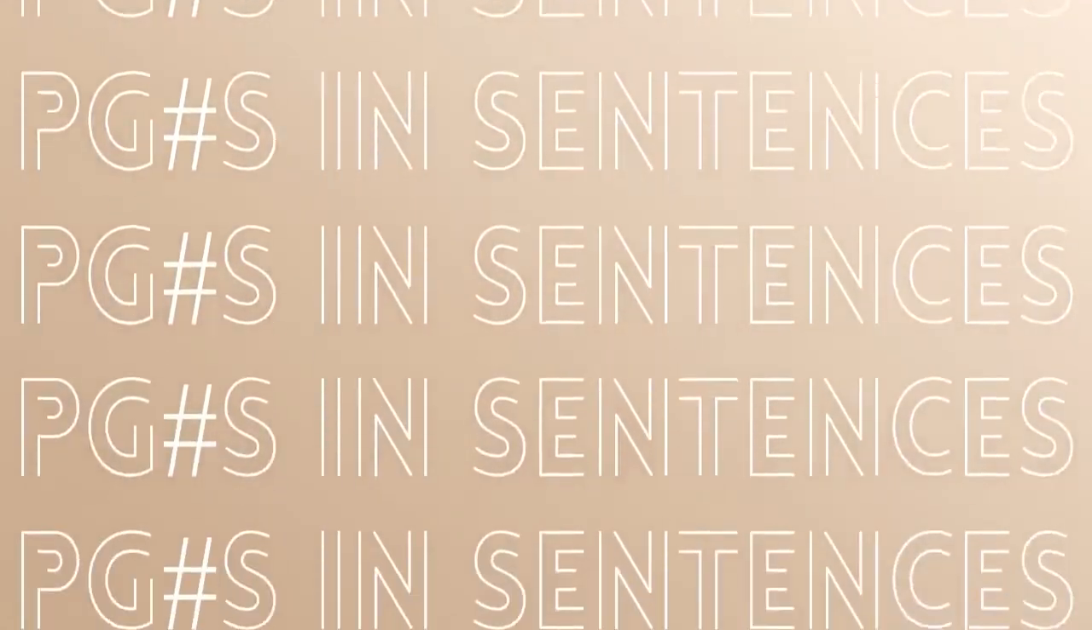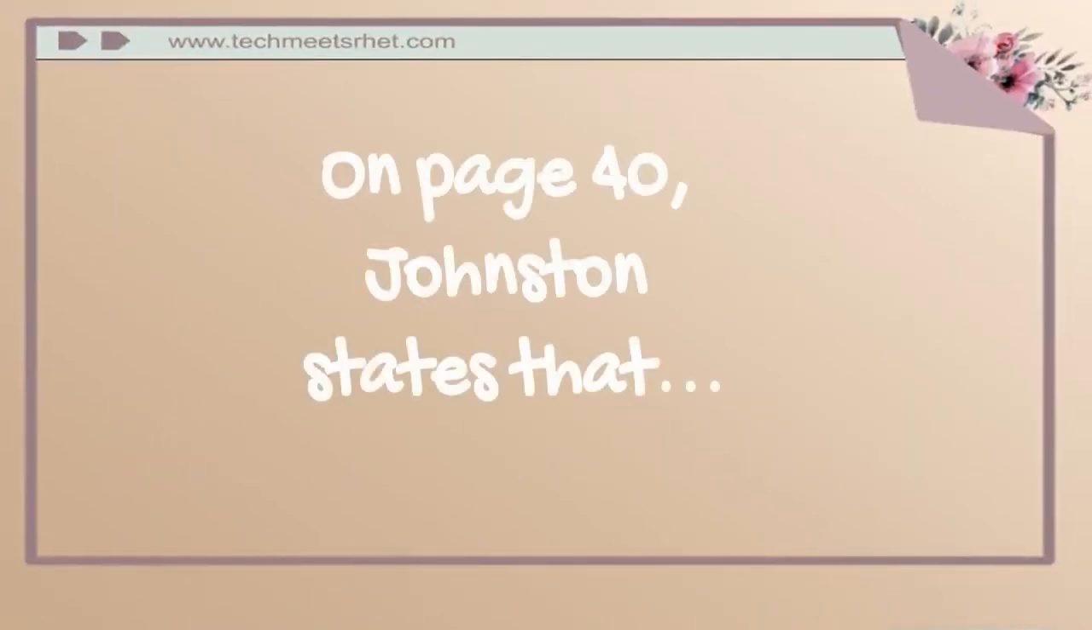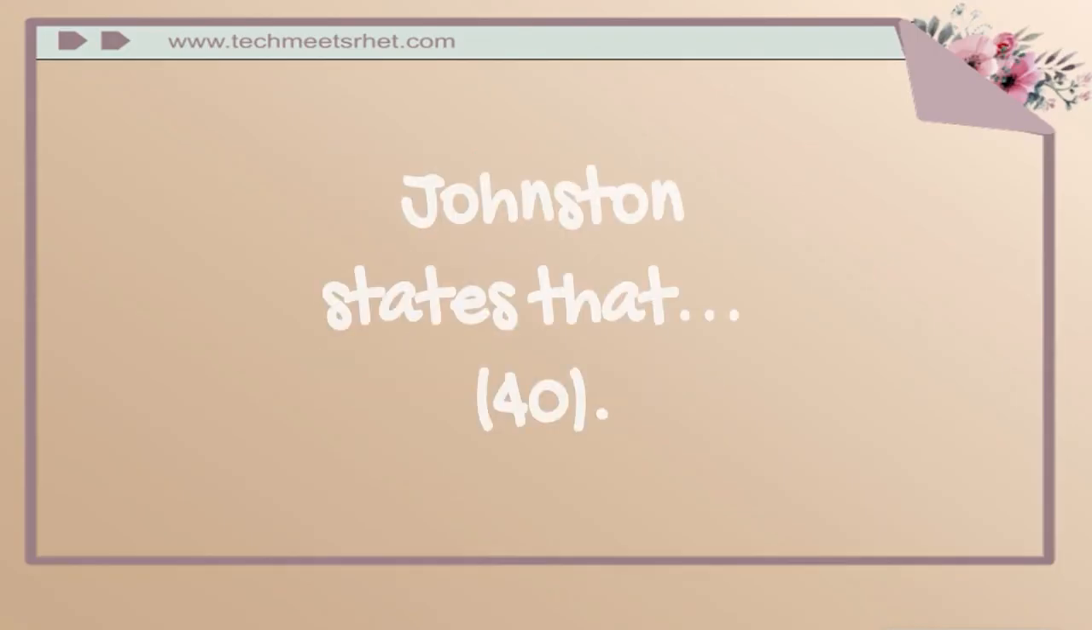Another editing tip is to make sure that the page numbers you have for your sources are in in-text citations. Now, this is better than no citation, but instead of phrases like on page 40, Johnston states that, simply start with Johnston states and add the page number in a set of parentheses or a footnote or endnote depending on the formatting you're working with. Check out the links in the description to access formatting resources.